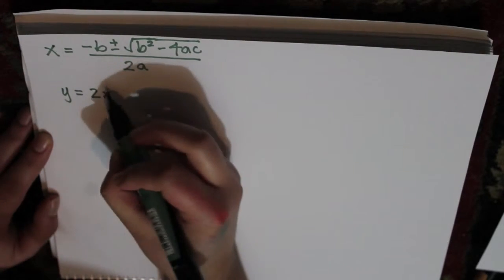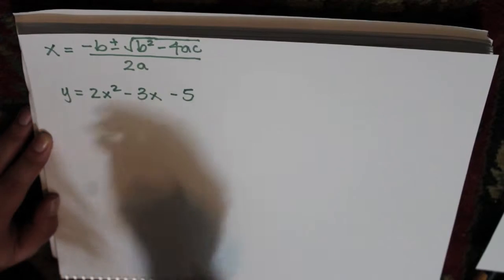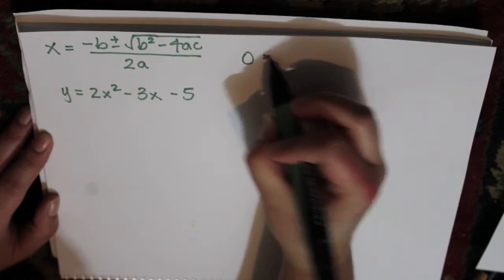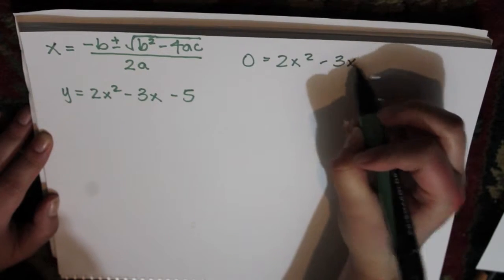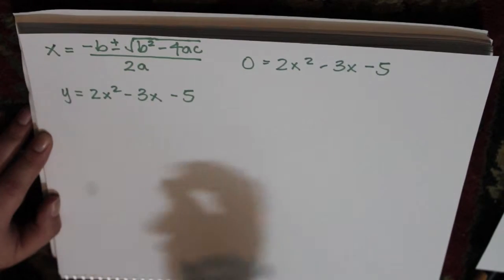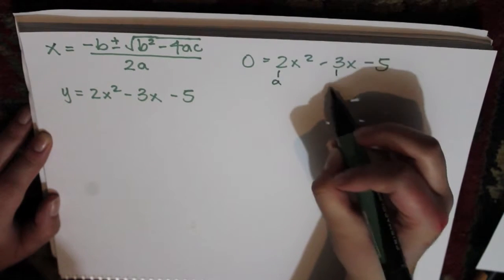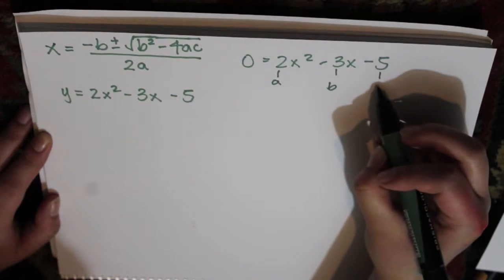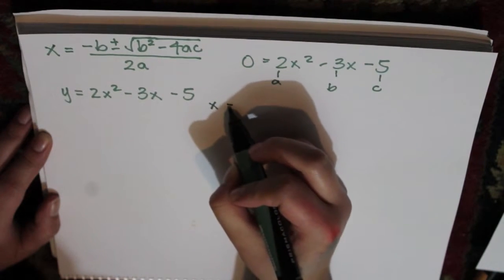We are going to use y equals 2x squared minus 3x minus 5 as our example. In order to solve for a value, we must always set our equation equal to 0. Now we must identify our a, b, and c values. In this problem, 2 is our a value, negative 3 is our b value, and negative 5 is our c value.